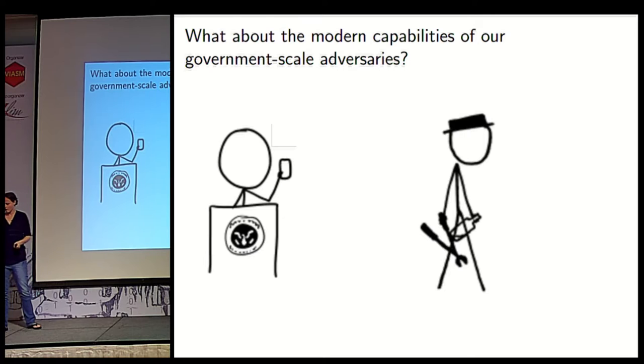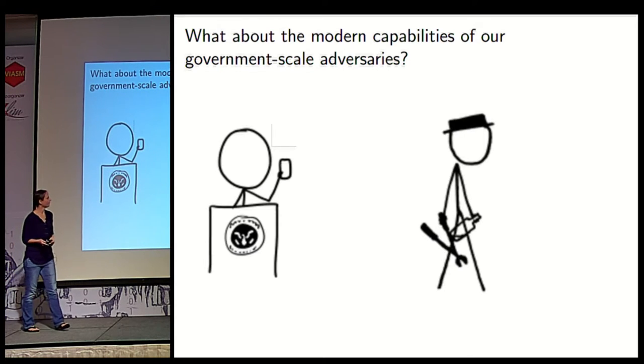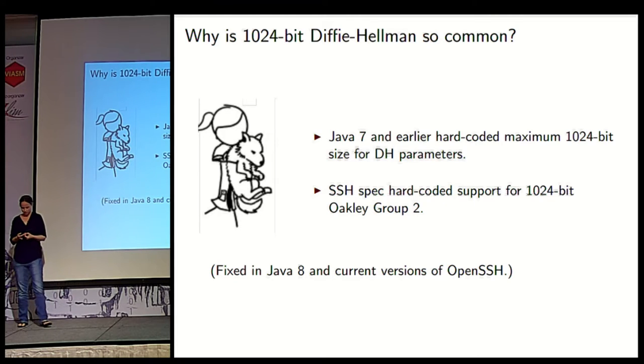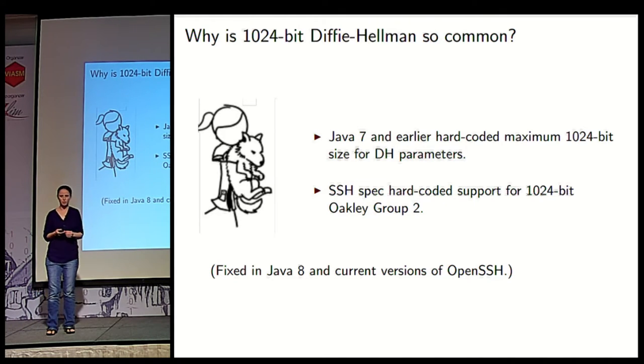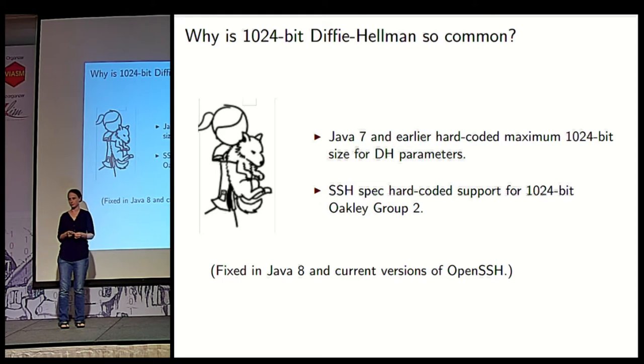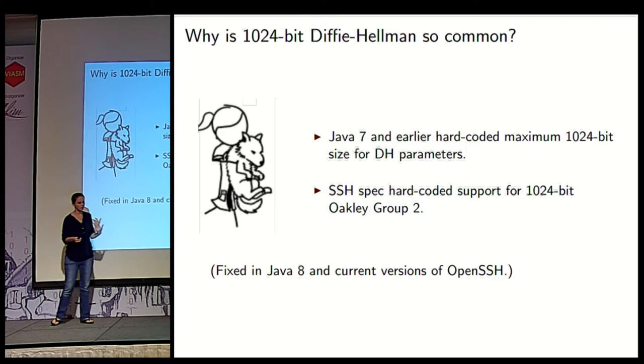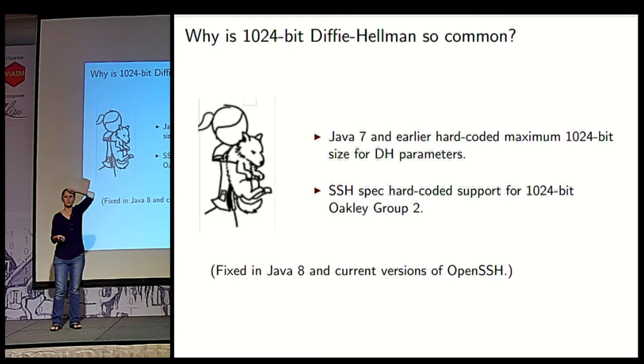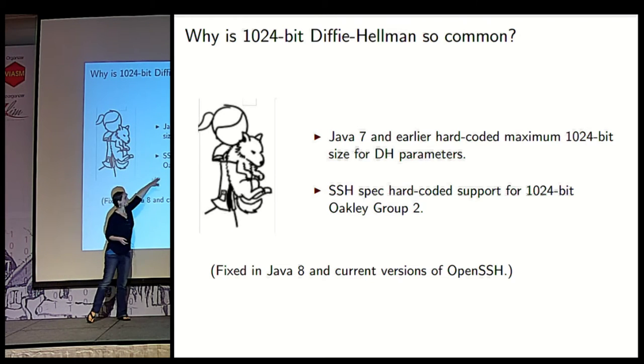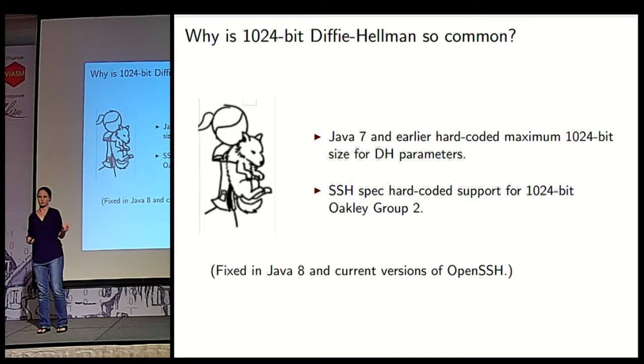Okay, so I want to talk about more modern capabilities. Export cipher suites are 20 years ago. What are people up to now? The really interesting implications of the pre-computation fact for the number field sieve algorithm come for 1024-bit Diffie-Hellman. Still even now, 1024-bit Diffie-Hellman is really common, for a few reasons. One of them is backwards compatibility. Java 7 and earlier versions hard-coded a maximum 1024-bit size for Diffie-Hellman parameters, so a lot of sites on the internet did not want to increase their Diffie-Hellman size because they would break their customers. There were also a number of 1024-bit groups that have been hard-coded into standards and implementations, and nobody saw any reason to change them. These facts have been changed since.